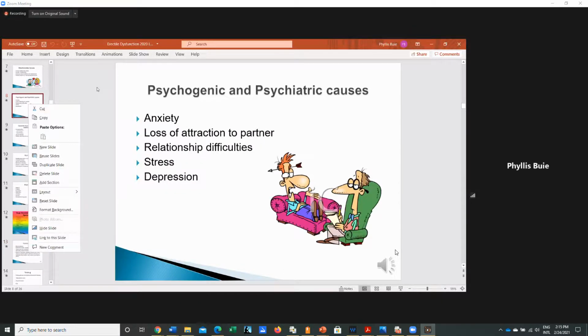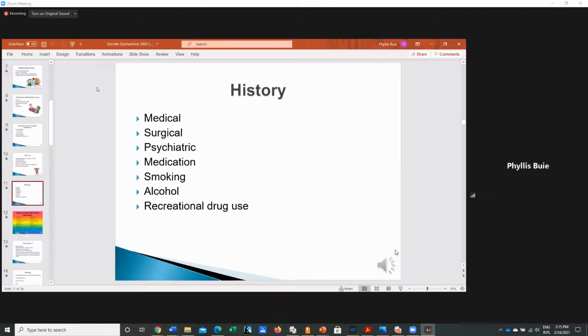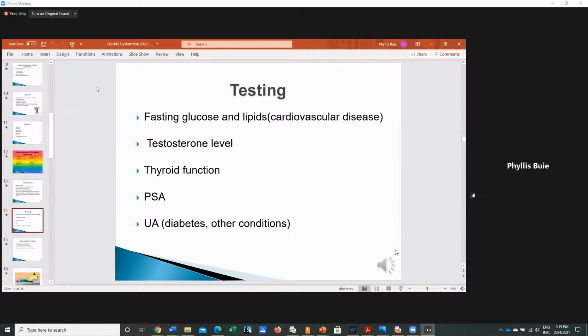Okay, some of the other things that we've already talked about is, let's see, I don't know why we went backwards, but anyway, let's talk a little bit about some of the testing that we're going to do with these patients. Well, we're going to consider doing a glucose and lipid level, because this is going to help us know if they have any type of cardiovascular disease or diabetes that may be contributing to their problem.